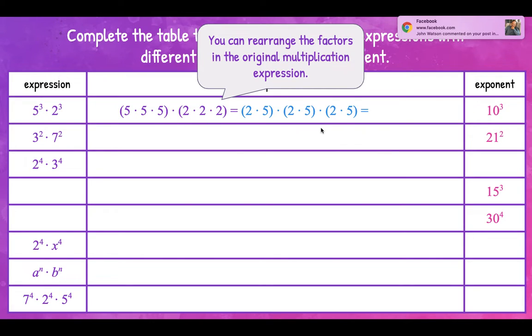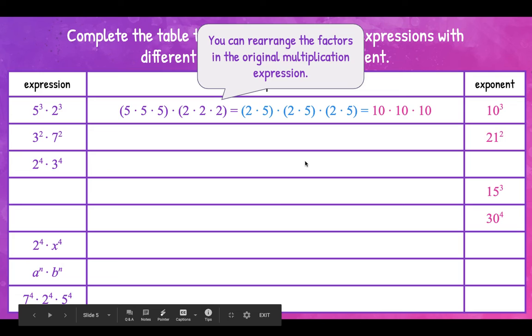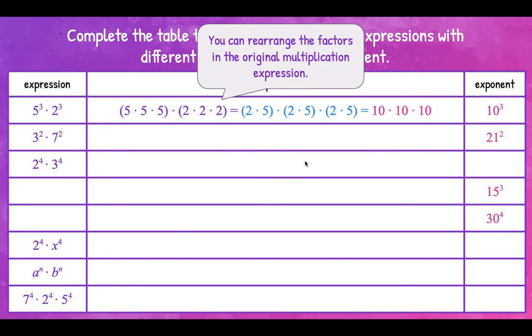From this, we can multiply this out. Well, 2 times 5 is 10, so it's 10 times 10 times 10. And 10 times 10 times 10, or 10 times itself 3 times, is 10 to the third. So that's what we're looking for you to do to fill in this chart. It's going to get a little bit more difficult as you go down, but we'd like you to pause the video and try filling in as much as you can.